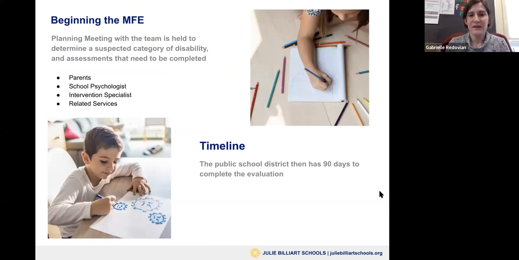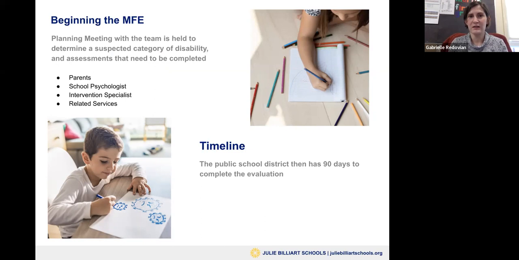Now, what would happen if the public schools decide to do an evaluation? They call a planning meeting together with a team. Now, that team consists of the parents, the school psychologist, intervention specialists, and related services. Now, the related services could be a physical therapist, an occupational therapist, or the speech and language pathologist. And this together, you would sit down to determine a suspected category of disability.